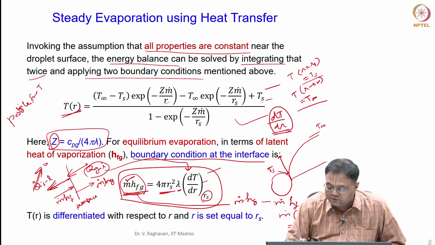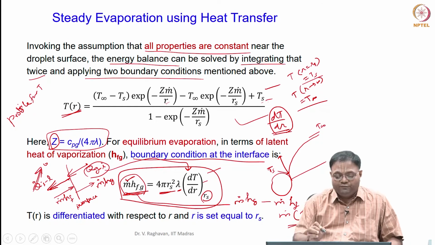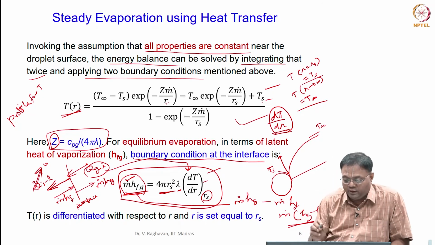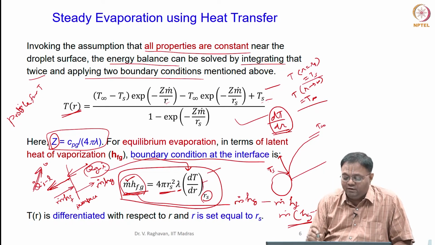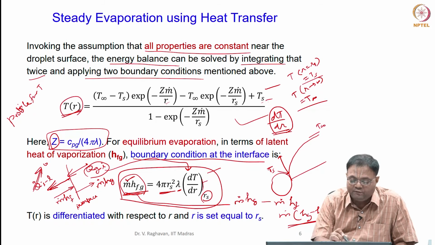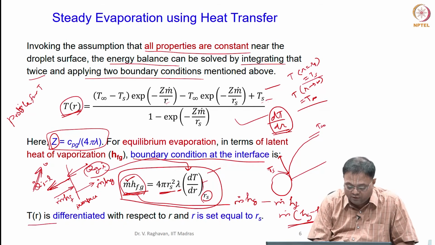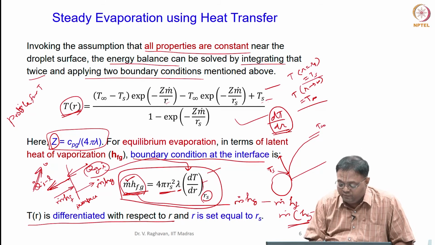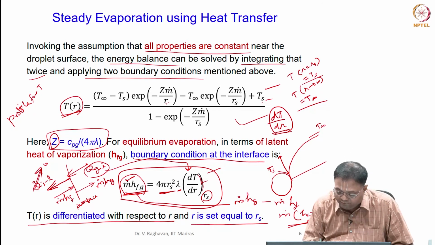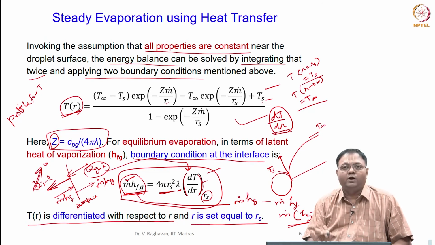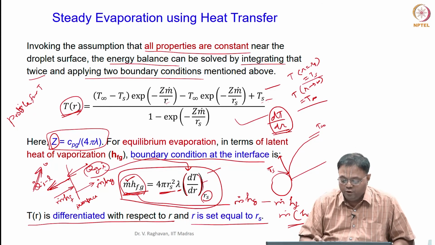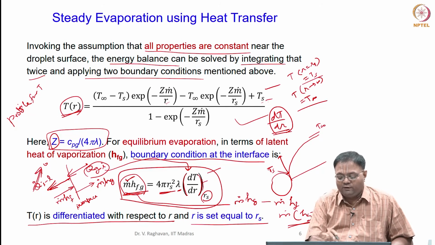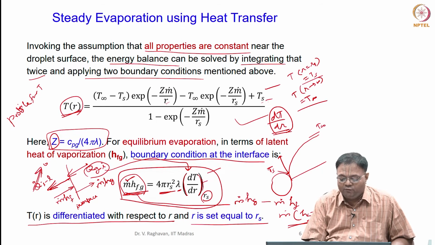So now calculate this dT by dr using this profile. Differentiate it with respect to r and substitute here. In order to get this derivative, I will first differentiate T(r) with respect to r. Then whatever r term is present in the derivative will be set to Rs, so that I get the value of the derivative dT by dr at Rs. Once I differentiate and substitute r equal to Rs, I will put that value here and calculate the value of m dot.